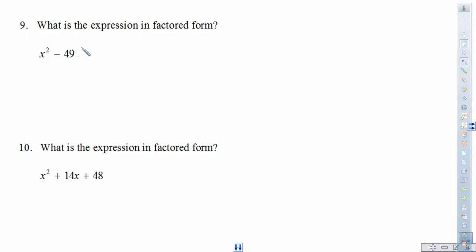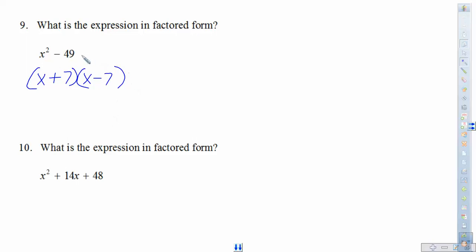X squared minus 49. That looks like another difference of two squares. So, can I think of two numbers that multiply to give me 49? That's a perfect square? Sure, 7 and 7. And then x squared, that's x times x. So we can factor this one into x plus 7 times x minus 7.